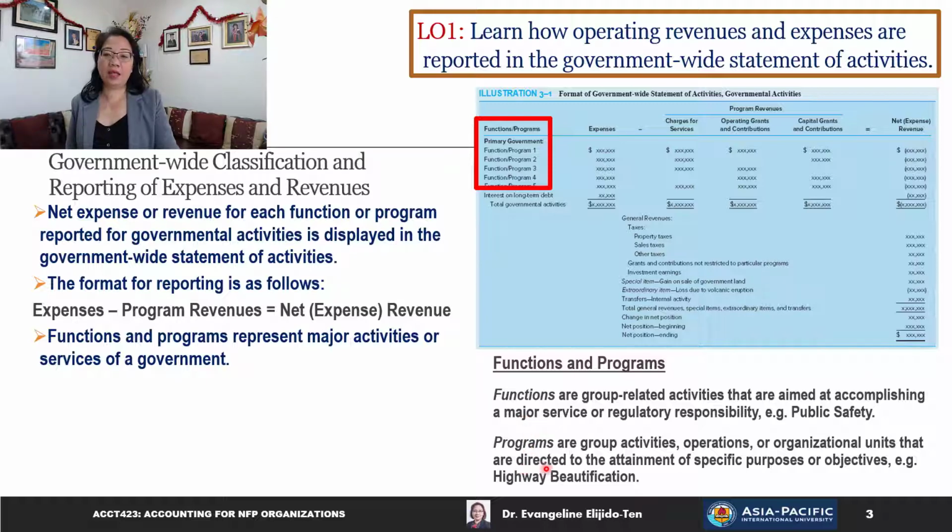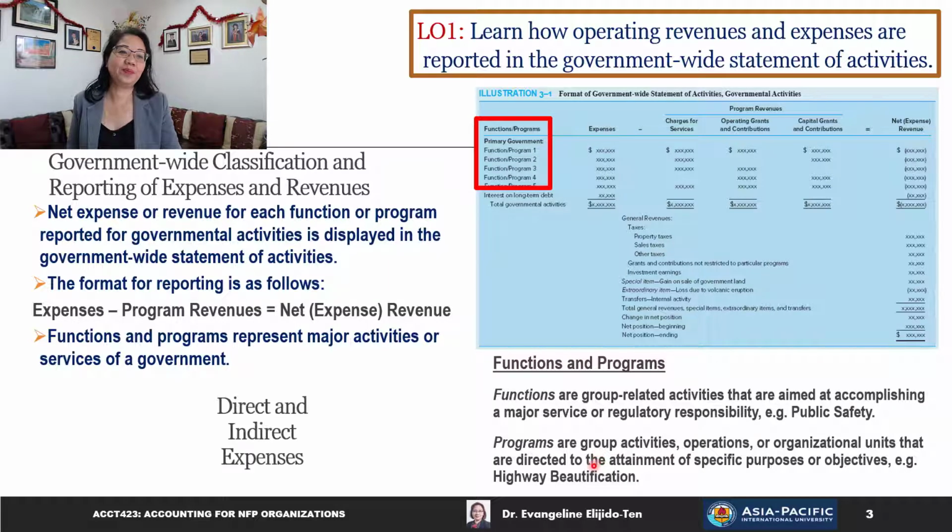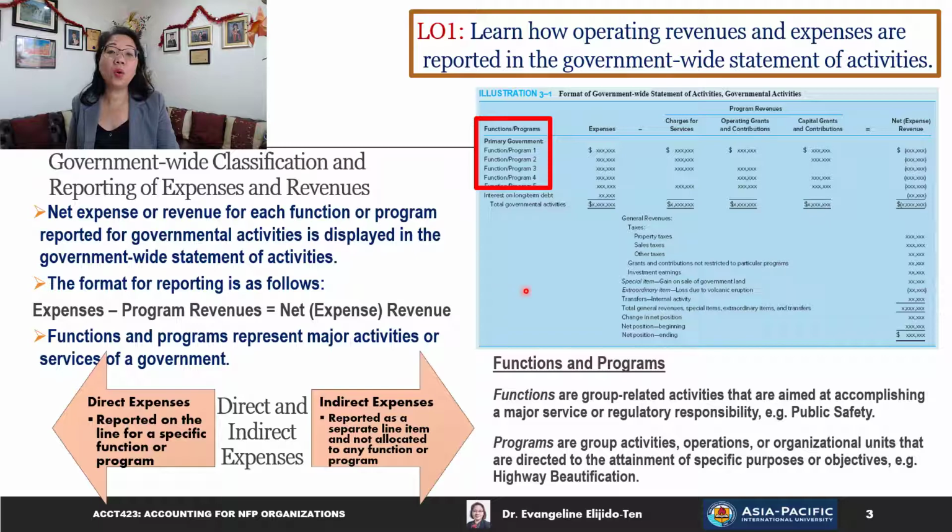A program, on the other hand, may be a group of activities, operations, or organizational units that are directed to the attainment of a specific purpose. So it could be highway beautification or park improvement, that sort of thing. Now let's look at direct versus indirect expenses, because that's the first item that is shown, expenses minus program revenues. So direct expenses are those that are reported on the line for a specific function or program.